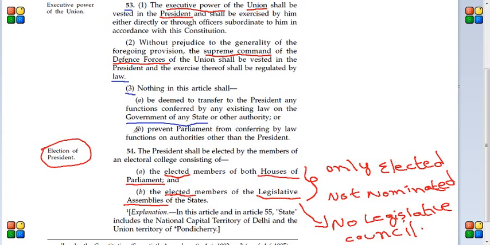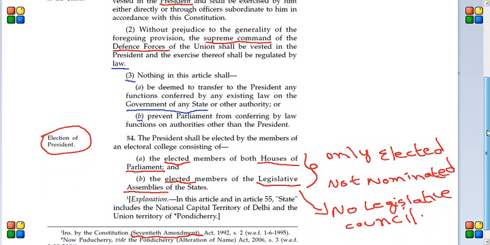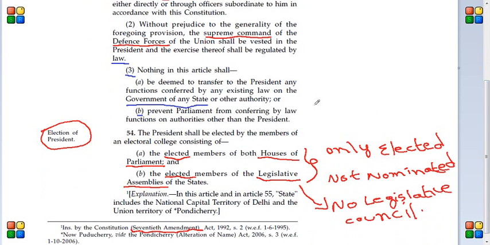Next, sub-clause B says, nothing in this article shall prevent Parliament from conferring by law functions on authorities other than the President. If the Parliament wants, it can give certain powers to some other person. That's what it says.